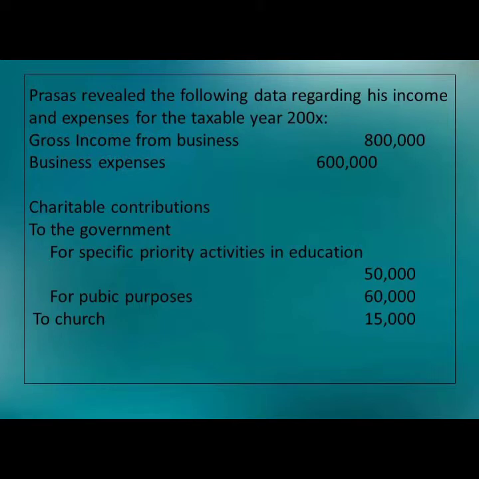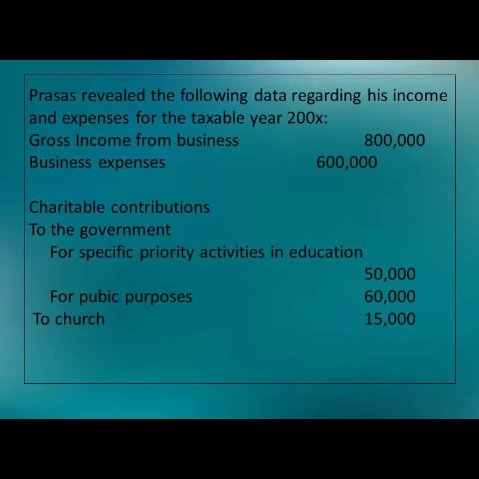Paras revealed the following data regarding his income and expenses in the taxable year. Gross income from business, 800,000. Business expenses allowed as deduction, except contributions, is 600,000. For the charitable contributions to the government, we have for specific priority activities in education worth 50,000, for public purposes 60,000, and to the church a total of 15,000.